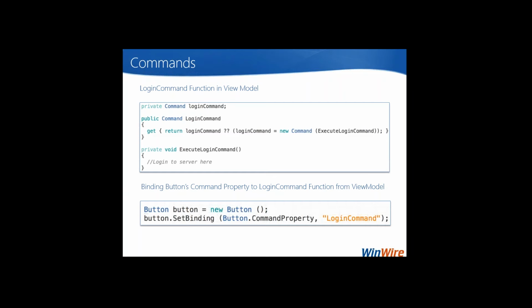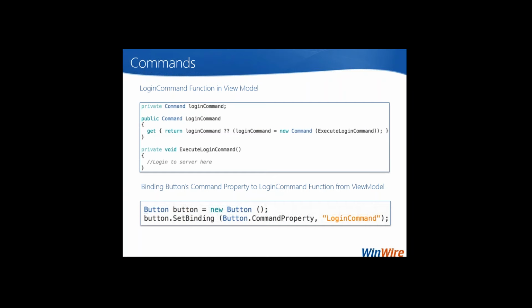Say, for example, we have a login button. I define a login command in my view model, and I write the logic in the ExecuteLoginCommand function here. Now how do I use this function in my view? How do I bind my button with this particular function that I've written in the view model? This is how it happens.